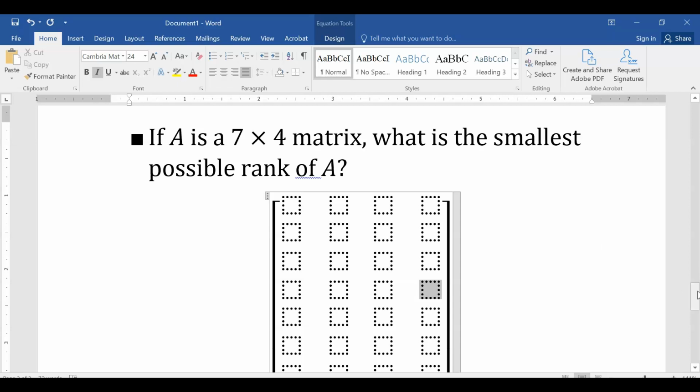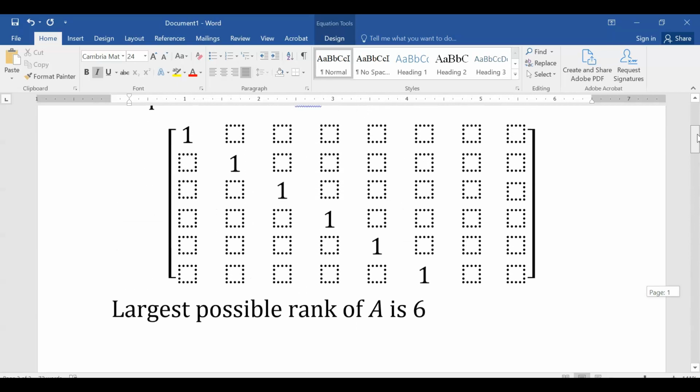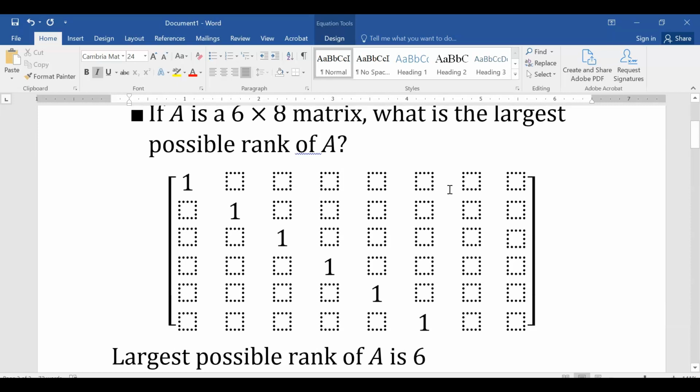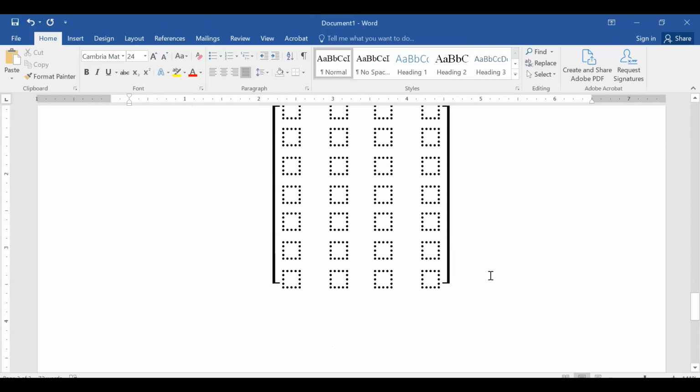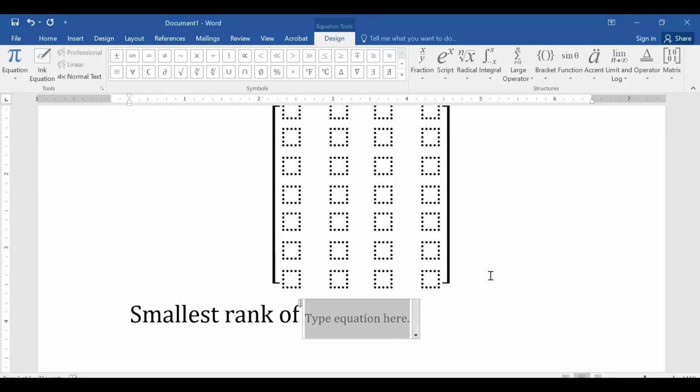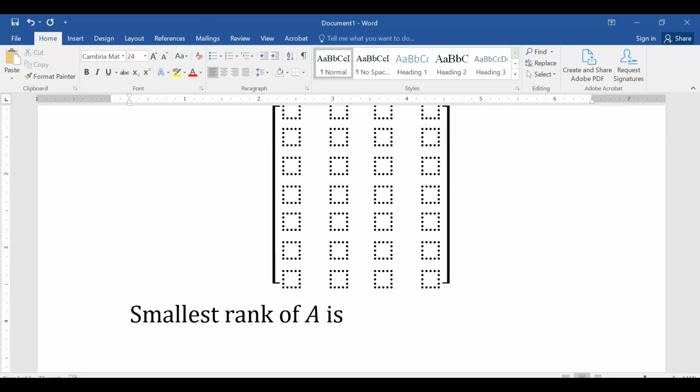By the way, you can argue that as well. If you said what's the smallest possible rank of A with a 6 by 8 matrix, it's also 0. Again, just take the all zeros matrix, and there you go. So the smallest rank of A is 0. And by the way, when we have rank of A being 0, that means that we just have the trivial subspace as our column space.